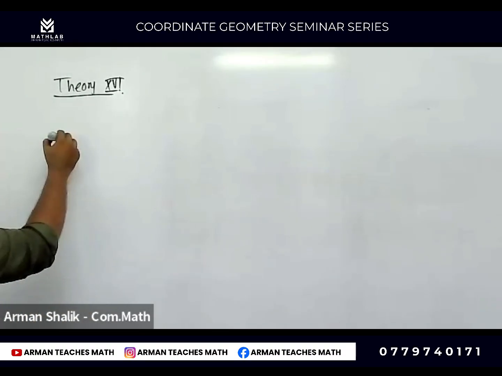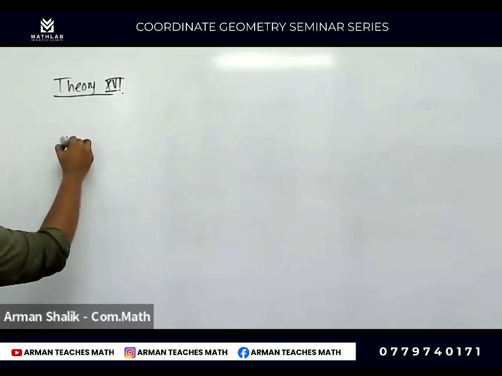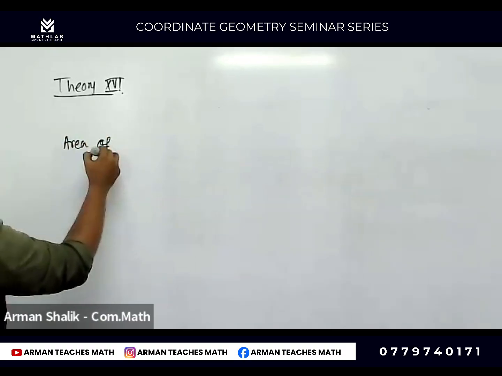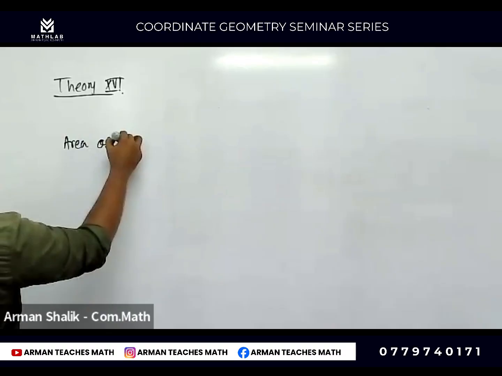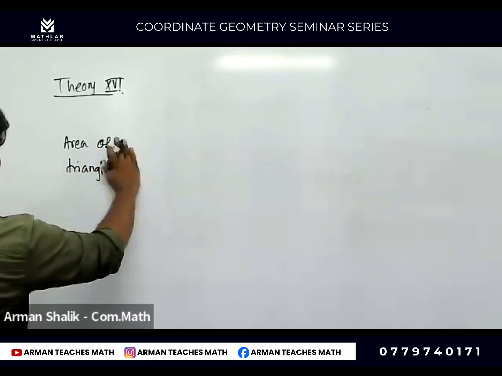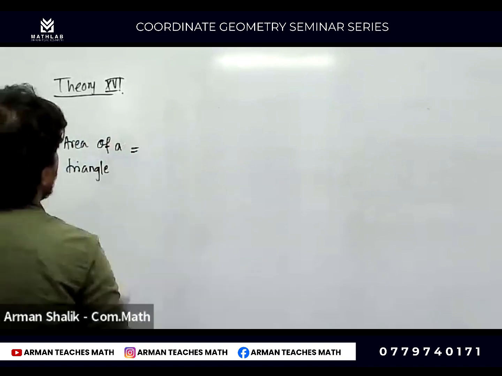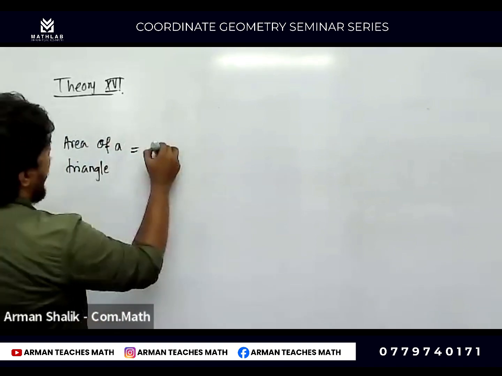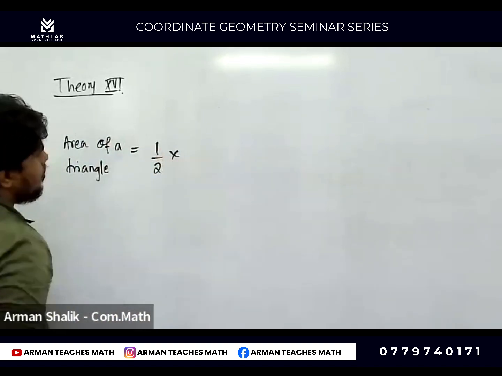Below that, in red color pen, write area of the triangle, or else area of a triangle is equal to half into.